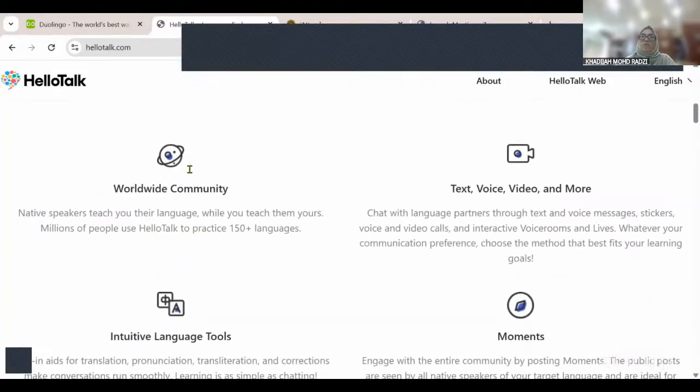You can practice speaking the language. Let's say if you want to learn Chinese, or Spanish, you can meet people around the world to practice with the native speakers. There are many more apps. I think maybe some of you are using these apps. So not only learning in the class, you can use these tools to help you improve your language skill.